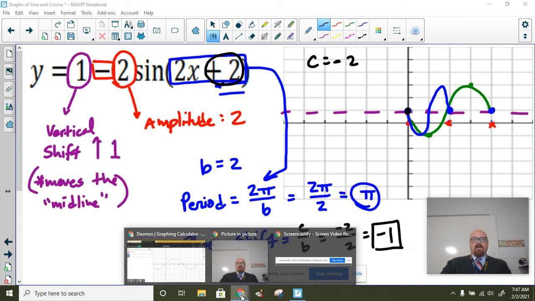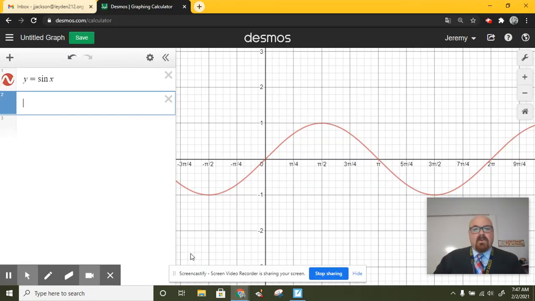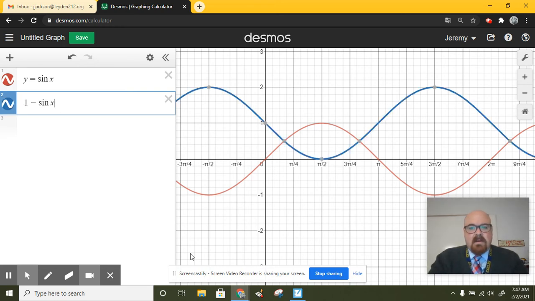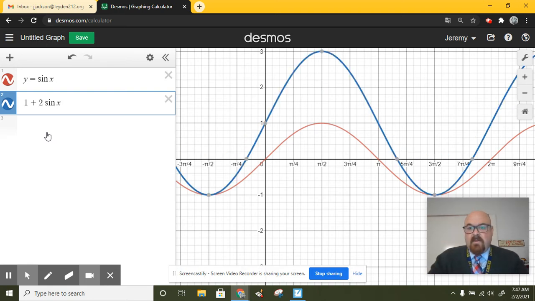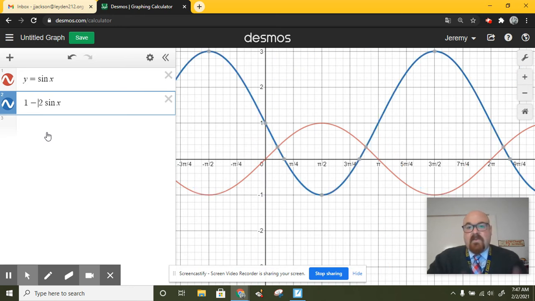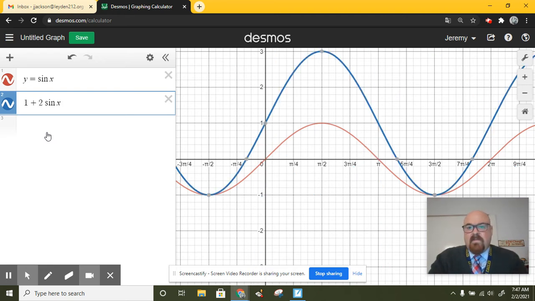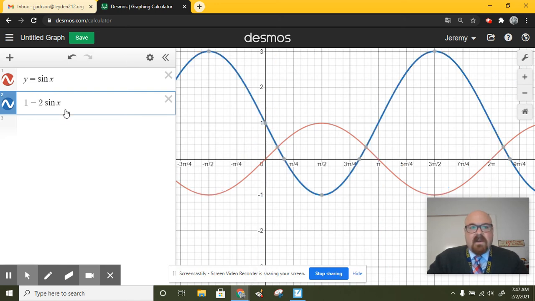All right, let's take a look at how this can be shown in Desmos. So here's our sine wave. There's our vertical shift up. Okay, if I do this, we stretch the graph by a factor of 2. If I do this, it reflects the entire graph over. Okay, so see that again. There's that graph. It reflects it over.